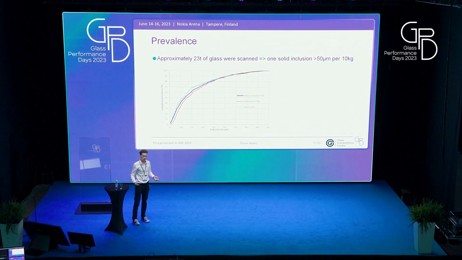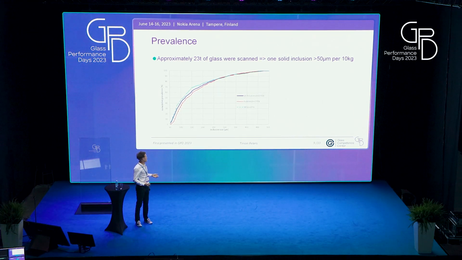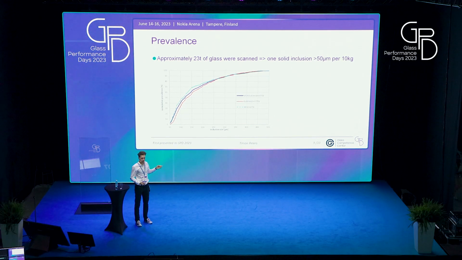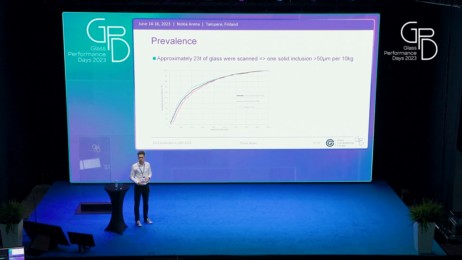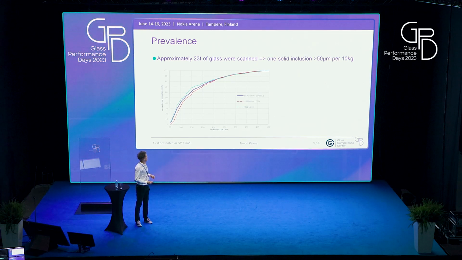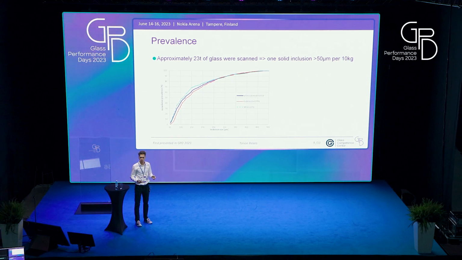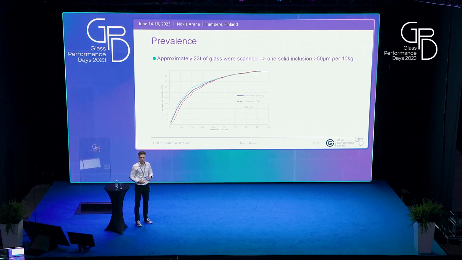So how many inclusions do we have, and how are they distributed in size? For this, we scanned 23 tons of glass. We had a prototype of an industrial flat glass scanner from an industry partner, and we used it to find the inclusions in the first place. And then I spent several weeks, months, years microscoping all these inclusions.